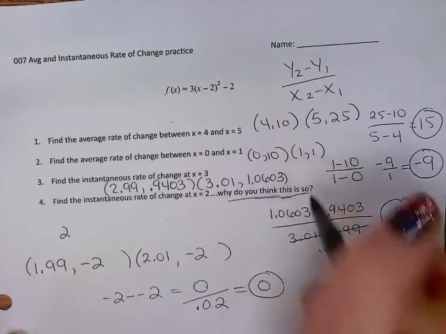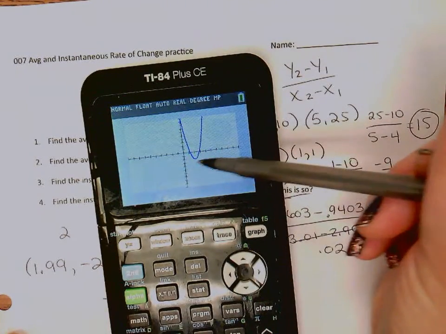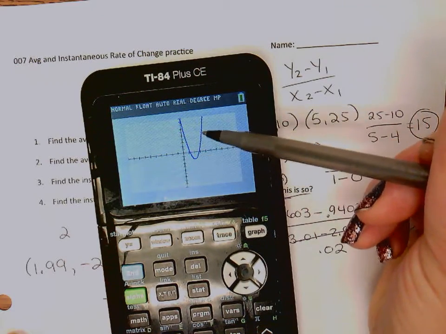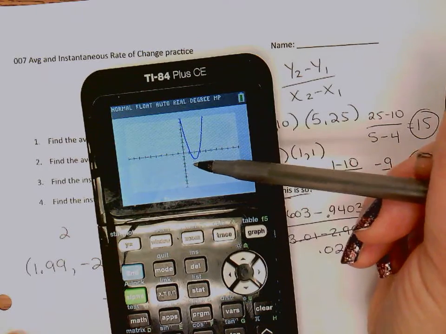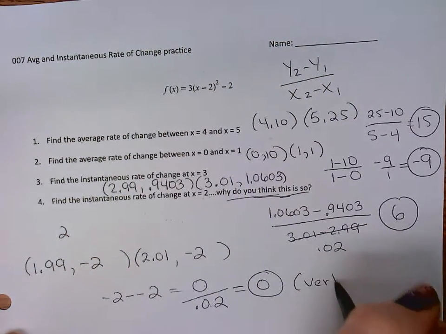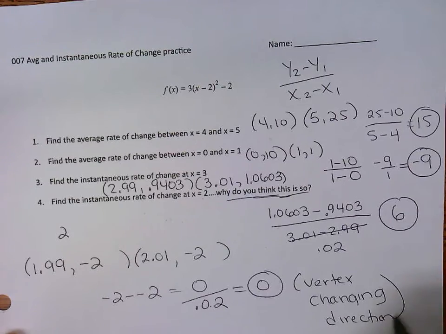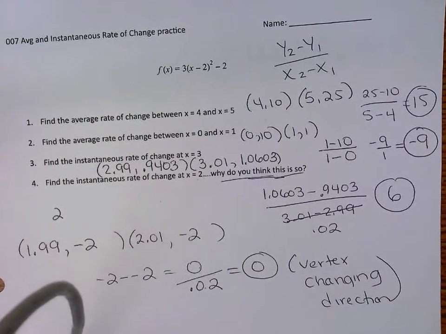And it says, why do you think this is so? What's happening on my graph at 2? Oh, it's where the vertex is. So when the graph changes direction, it actually has an instantaneous rate of change of 0. For a split second, it stops and changes direction because it's the vertex. So it's changing direction. So that review hopefully will help you remember how to find average and instantaneous rate of change.